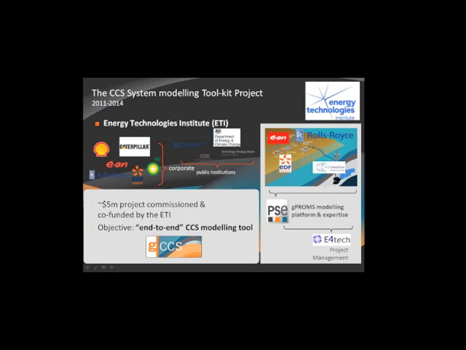The ETI set up this system modeling toolkit project, and a consortium formed by European utility companies E.ON and EDF, Rolls-Royce, CO2 Deep Store, and PSE and E4Tech set about developing the software package based on our gPROMS modeling platform and our process modeling expertise. The objective of the project is to deliver an end-to-end CCS modeling tool called gCCS, which will hit the market in the second quarter of 2014.